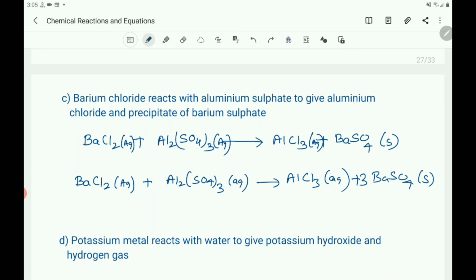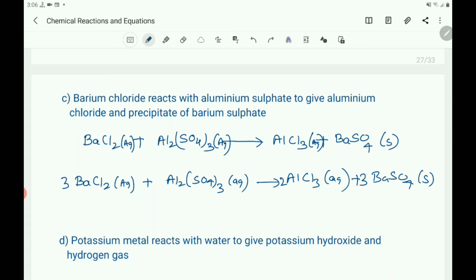Then what you can do here? You write 2AlCl3. So you got 2Al, Al2 balanced. Next, here Cl3, 2Cl3 means that is 6. And also here you can observe 3Ba is there. So you can have 3BaCl2, then you will get 6 chlorine atoms and 3 barium atoms.